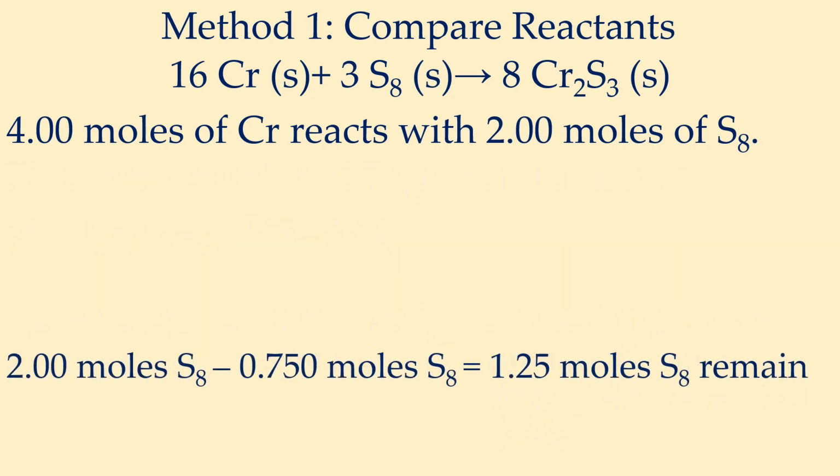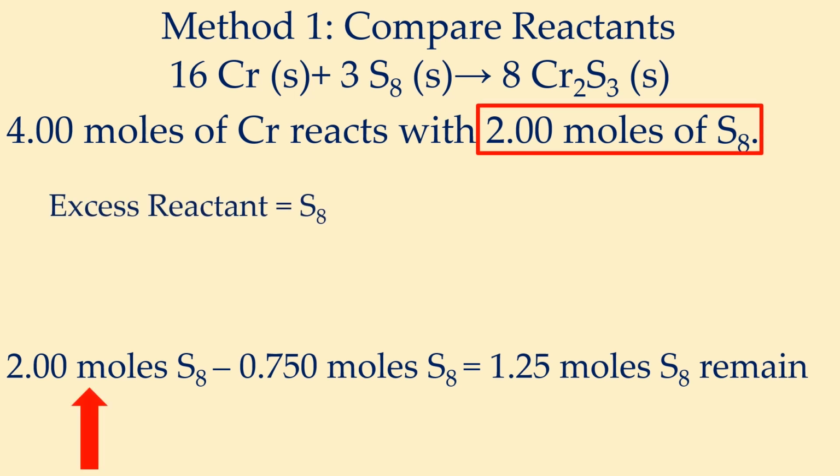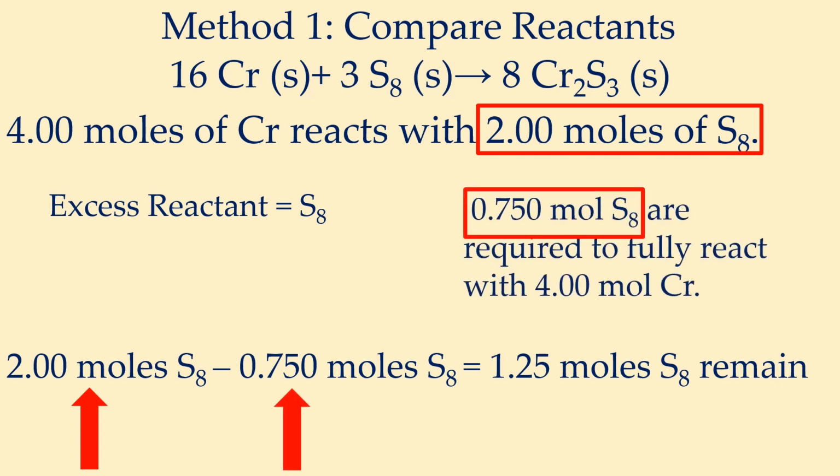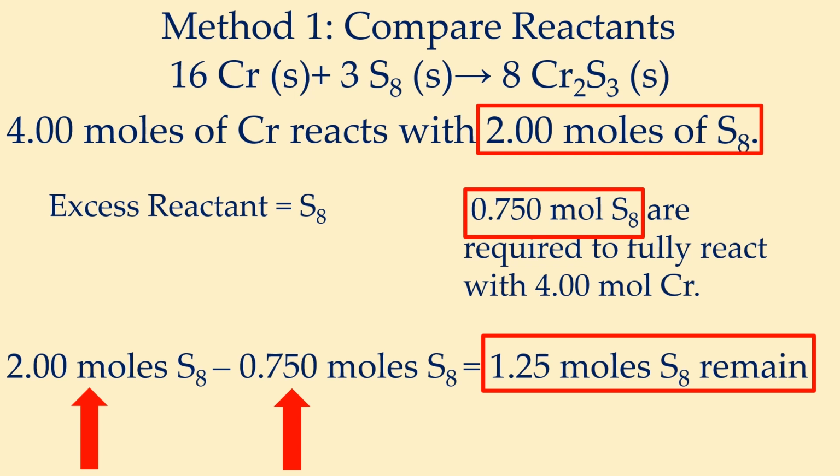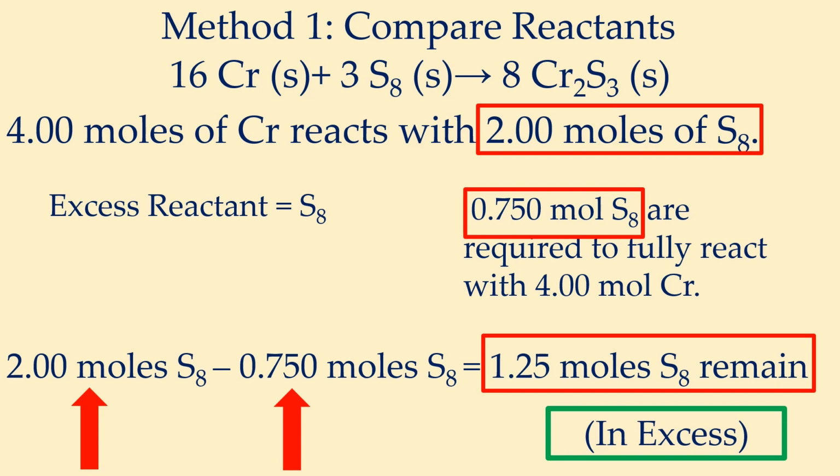Before concluding, a final word on our excess reactant, sulfur. We started with 2.00 moles of S8 and found that 0.75 moles of S8 fully react with chromium. This means if we subtract the two, 1.25 moles of S8 remain after the limiting reactant runs out, and thus the reaction is complete. This is also called the reactant in excess.